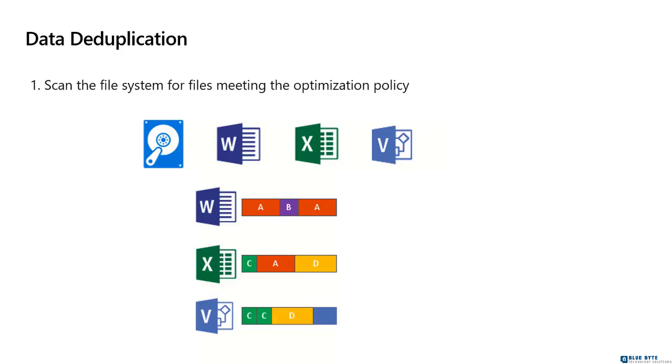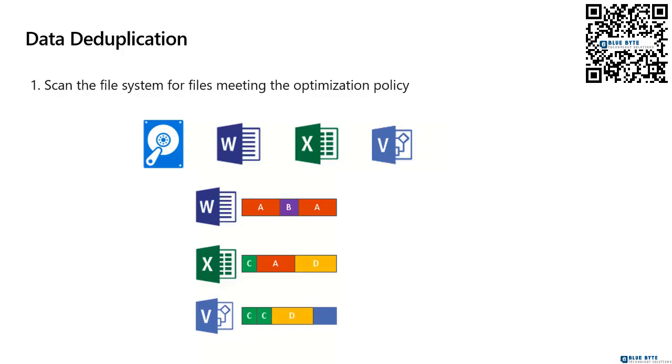The way data deduplication works is it will scan the file system for any file meeting your optimization policy. Now, an optimization policy would say something like, if a file has been modified and it's been more than 3 days since the modification, I want to deduplicate that file.